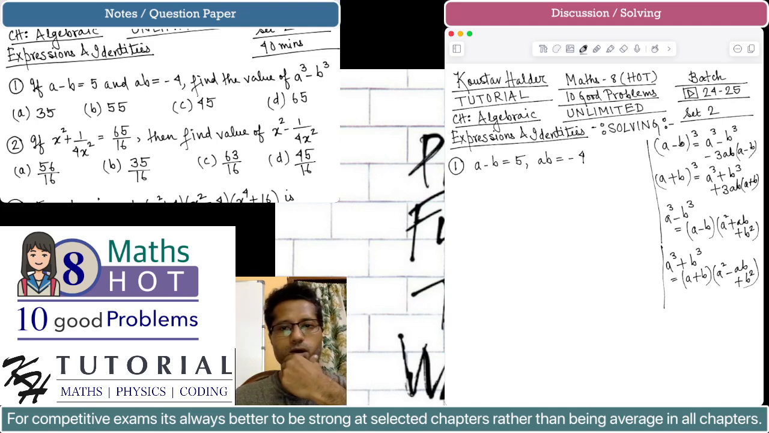Now we know the value of a minus b and ab. From this we have a minus b equals 5. If I take the cube of both sides, I will get a minus b whole cube equals 5 cube.